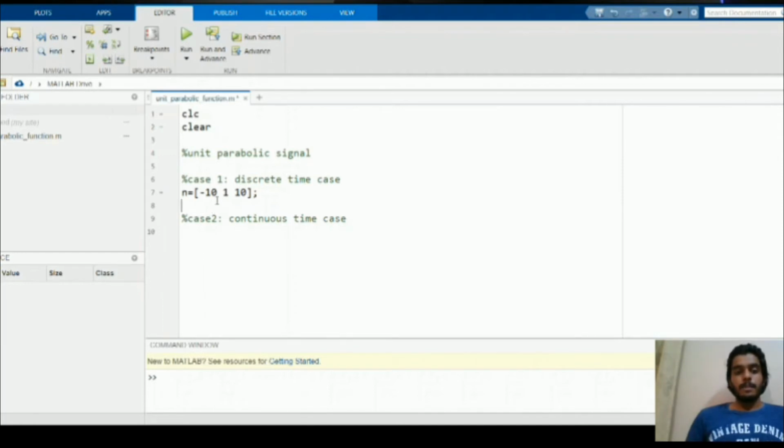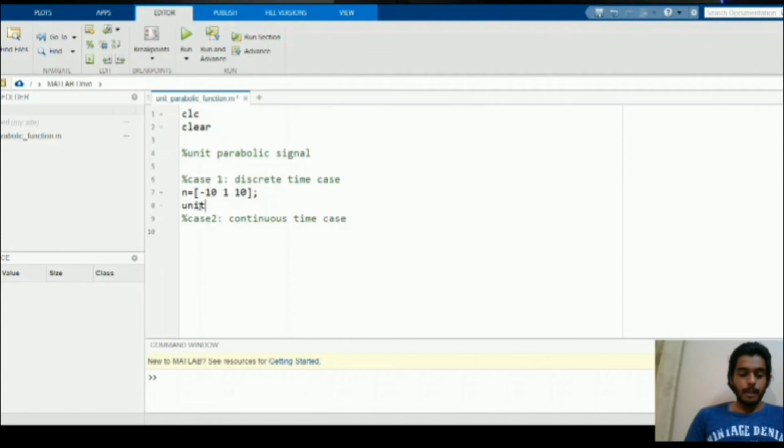Having established our points that we have to plot, now we need to define our function, or define our signal. In order to define our signal, we take the concept of the unit step signal, because we have studied that the unit parabolic signal is actually the double integral of the unit step signal. Using that concept, we can define our unit parabolic signal over here. So let us first define our unit step signal.